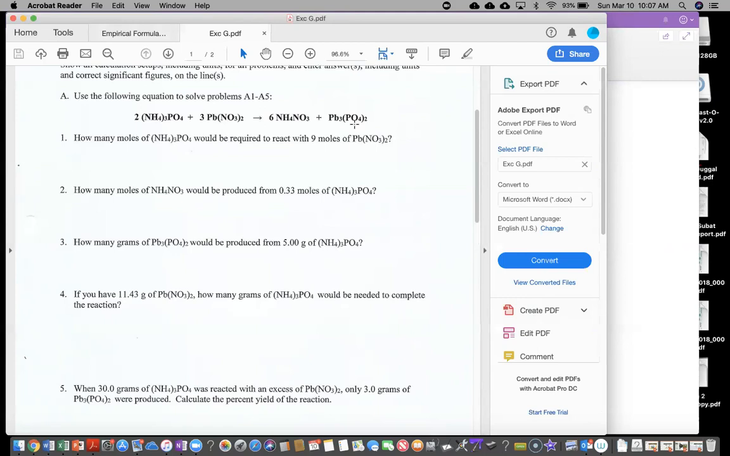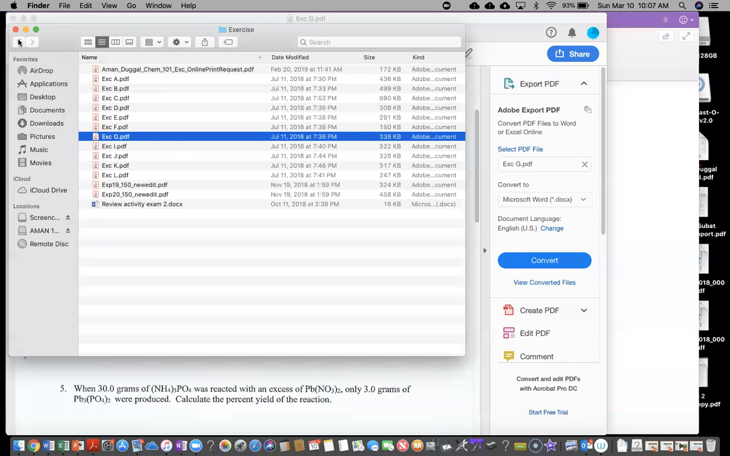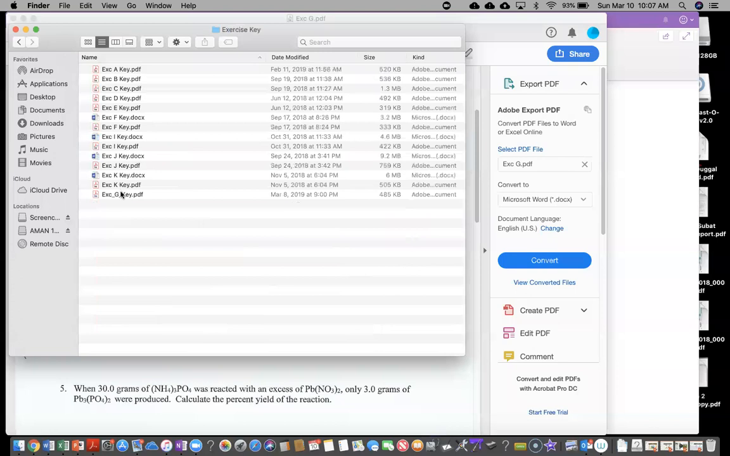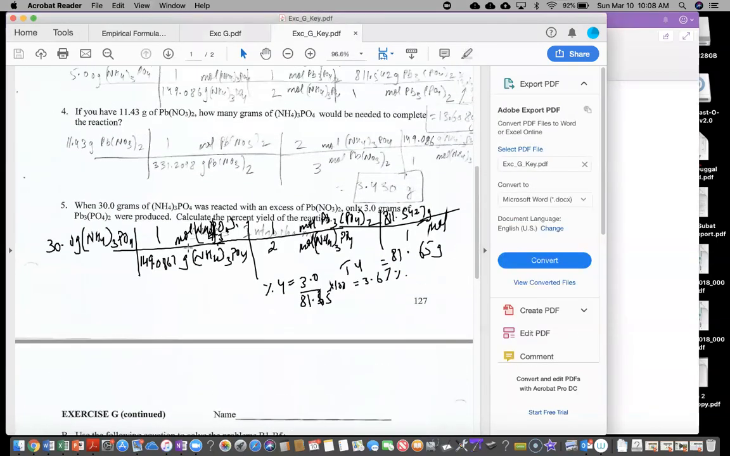It said it was 99.968 grams. So I think I have the key. Let me quickly open the key. If I have the right one, G, right? Yeah, this one here, right? Oh, that is there. Okay.